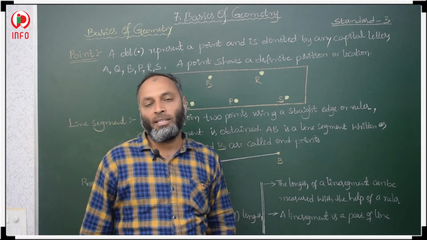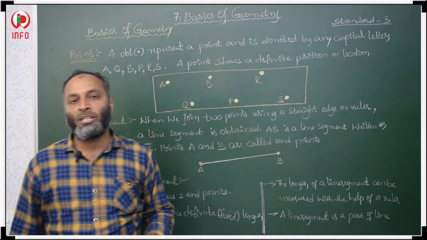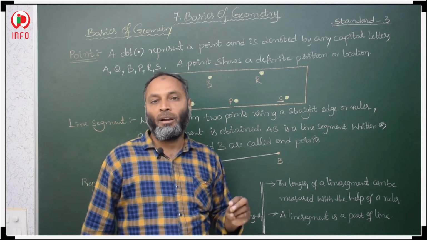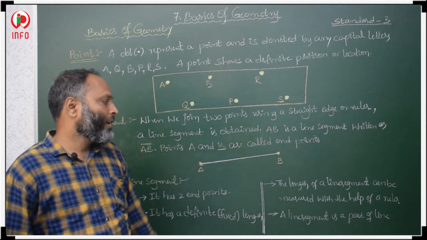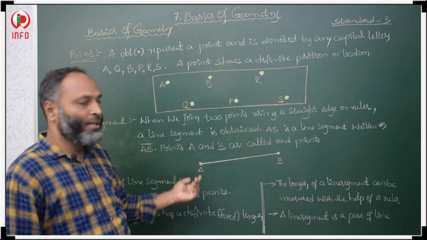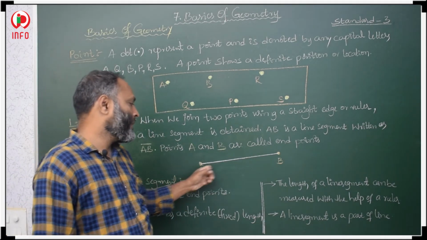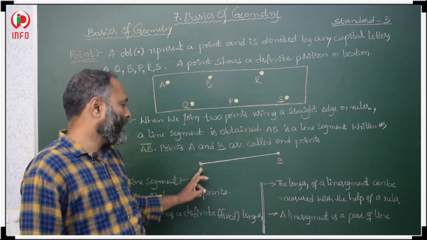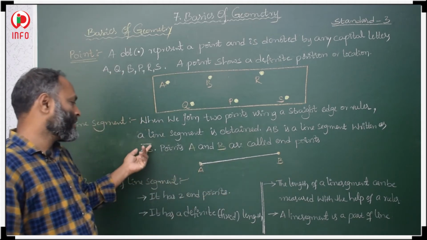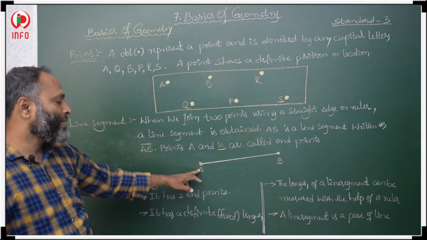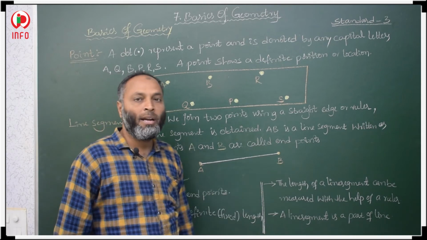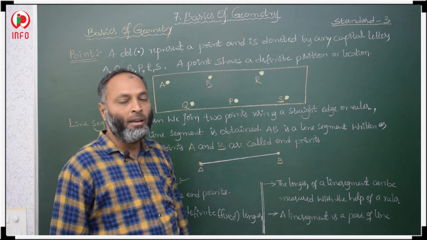How do we form a line segment? If we join any two points with a straight edge or ruler, we obtain a line segment. How do we represent the line segment? Here we took points A and B. So we represent it as the AB line segment like this. This A and this B are the endpoints of this line segment.